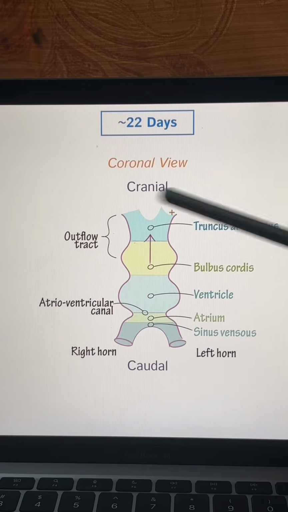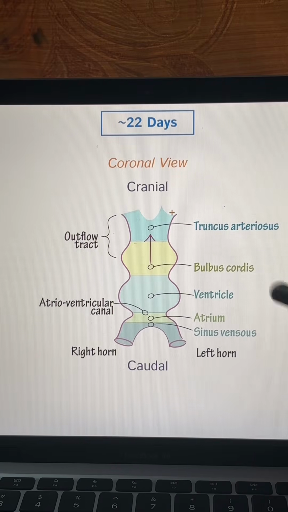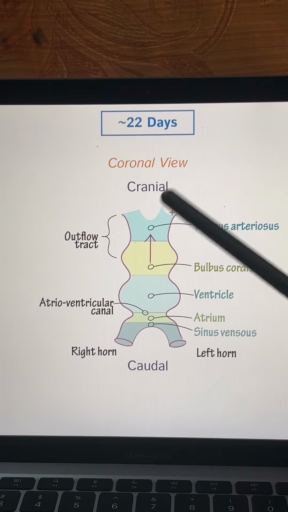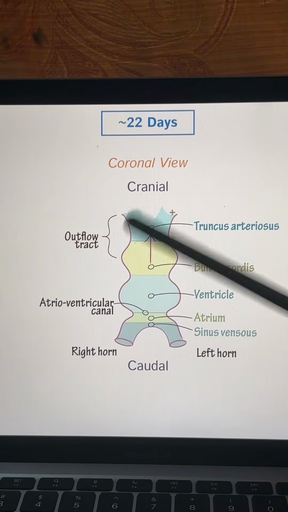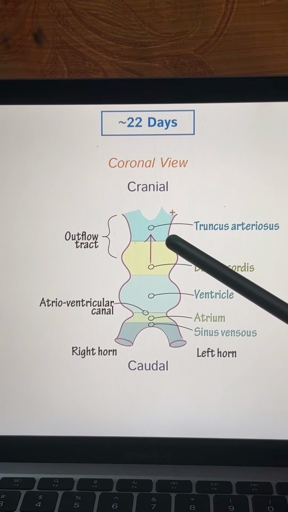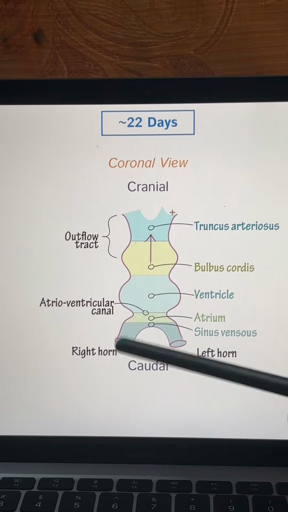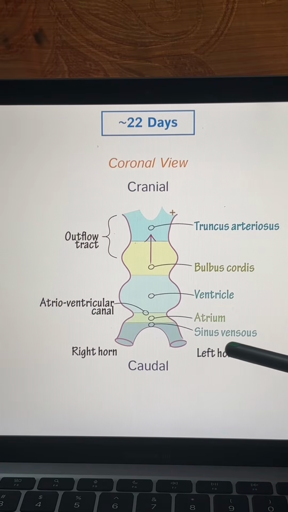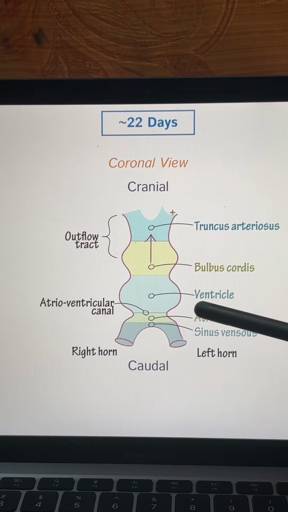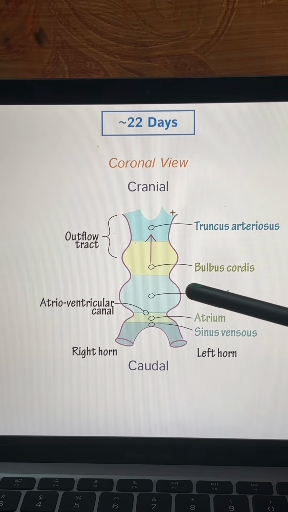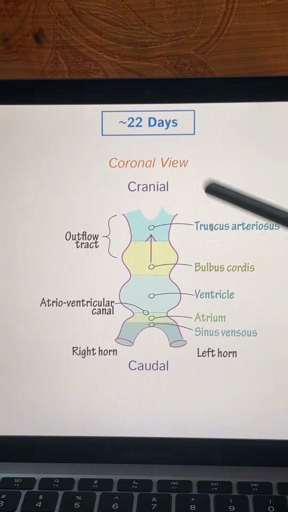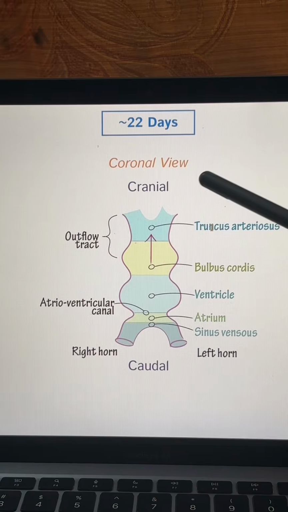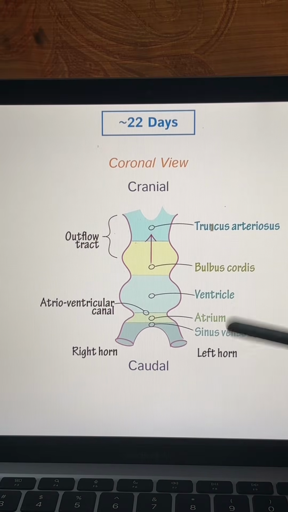Now let's understand what each end does. The cranial end becomes the outflow part of the heart. It means blood flows out from here into the developing arteries. And this caudal end forms the sinus venosus, meaning the blood flows into the heart from the body. So simply, the cranial end will form the outflow part, and the caudal end will form the sinus venosus, that is the inflow part.